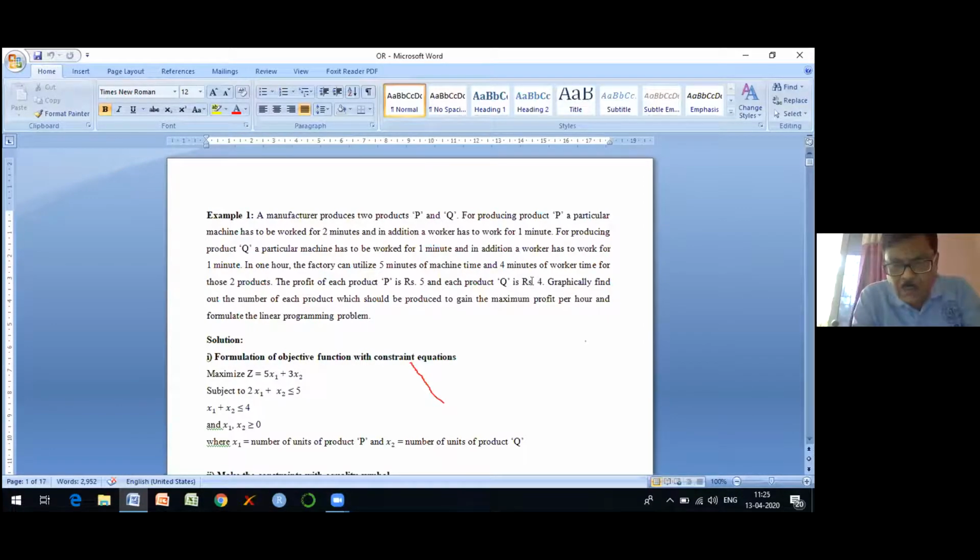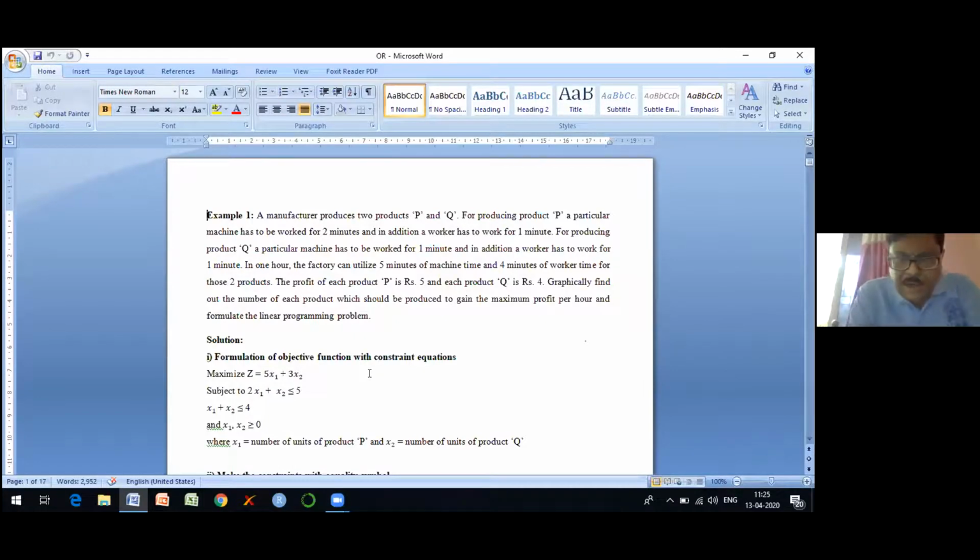In the same way, from the product Q, your profit will be, here it will be 4, right? 4x2, it will be 4, not 3. It will be 4 because the profit of each product P is 5 and each product Q is 4. Therefore, you will just change this value, right? It is a wrong value. Instead of 3, we will write 4x2. So maximize Z equal to 5x1 plus 4x2. This is our objective function.